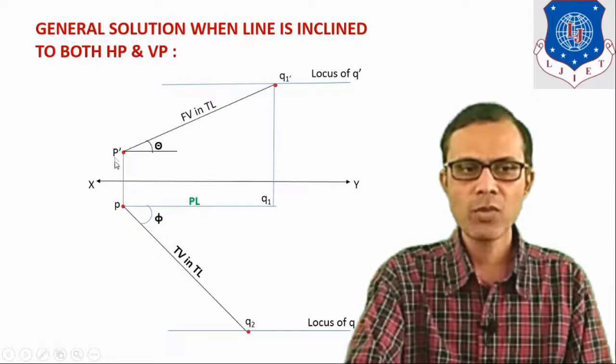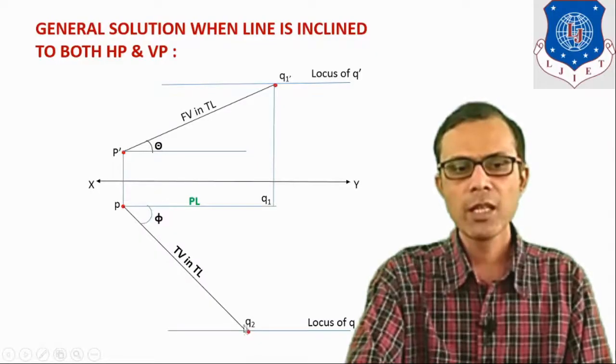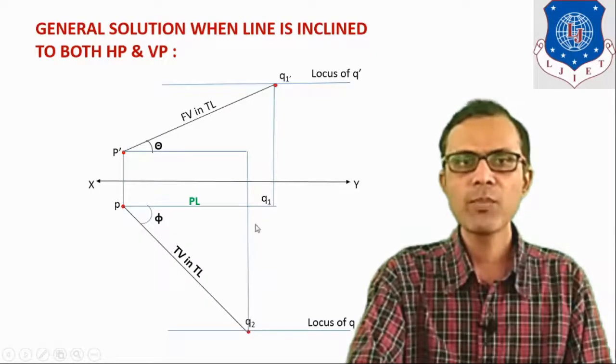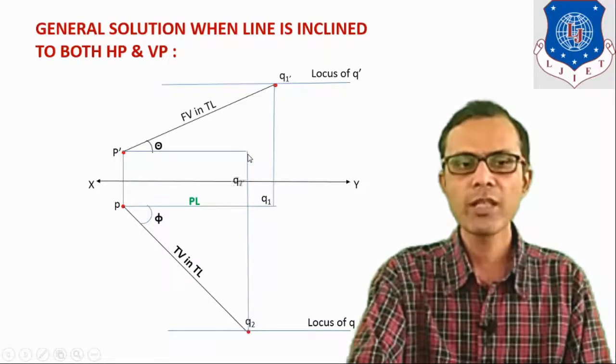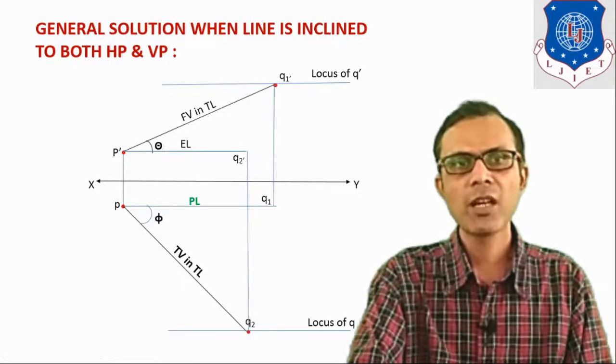From P the projection, we already have P dash. From P draw the projection line, and from Q2 also draw the projection line. The intersecting point is Q2 dash. It is known as EL, elevation length.